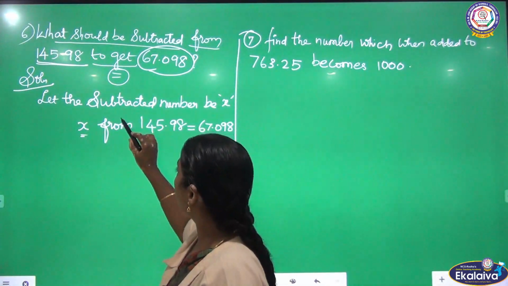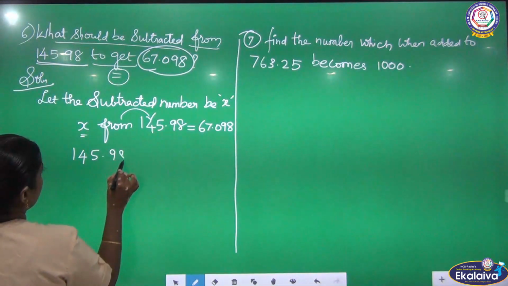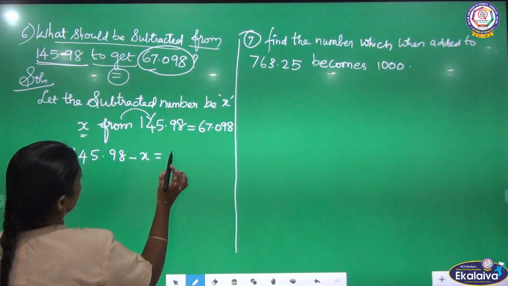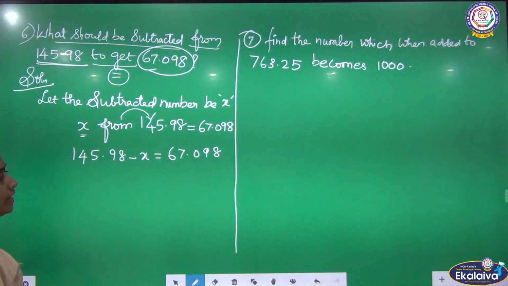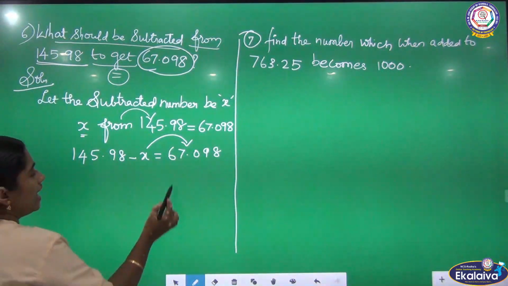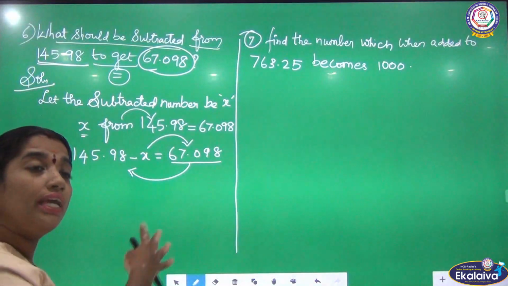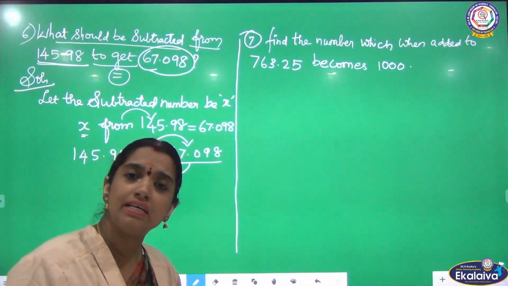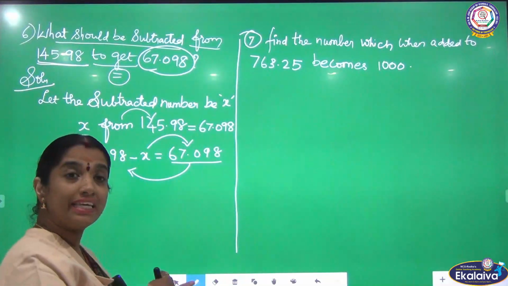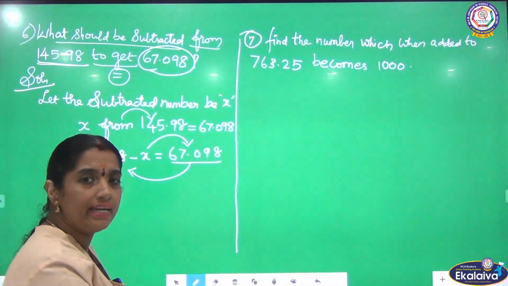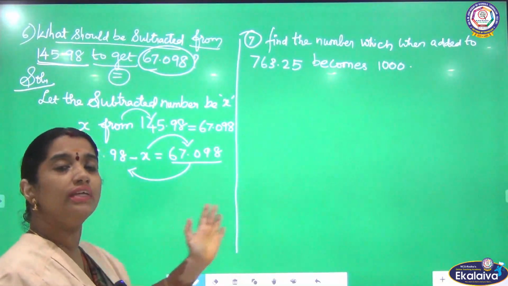67.098. Now listen, I am going to write 145.98 minus x is equal to 67.098. Got it? Now I am going to find out the x value here. I am sending the x to the right hand side and this number to the left hand side. So minus x becomes plus x. And this plus 67.098, when it comes to this side, becomes minus, because it is going to the other side of the equation. Plus becomes minus, minus becomes plus, multiplication becomes division, and division becomes multiplication, because we are sending to the equal to that side.